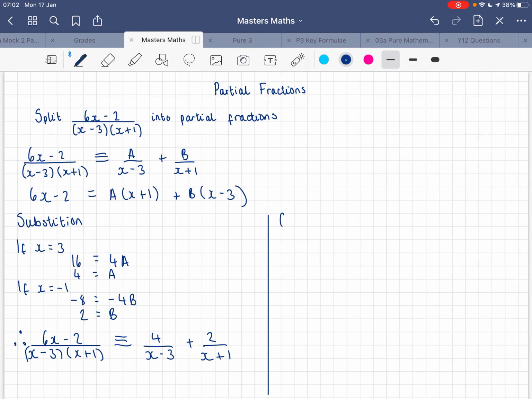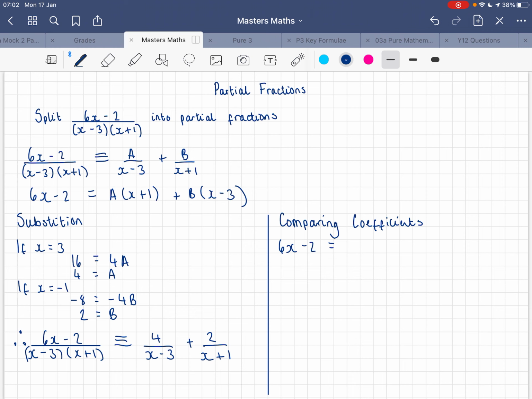The second way is by comparing coefficients. And in this example, it's probably the more complicated way. So the first part's the same. I still end up with the same equation. 6x minus 2 is equal to a(x plus 1) plus b(x minus 3). I'm going to expand all of that out and get rid of the brackets.